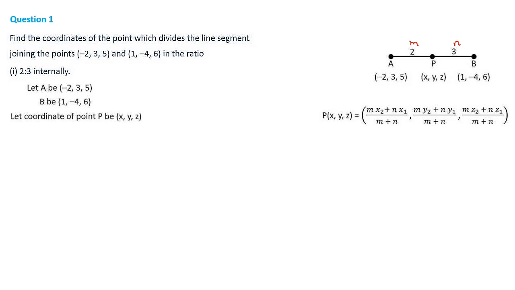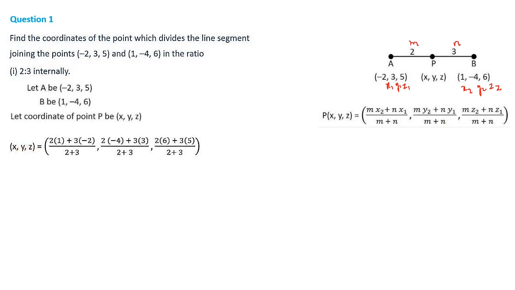This is x1, y1, z1, the first point. The next point we can take as x2, y2, z2. So for the first question we can do this one, and later on we can do this mentally. Use this formula.